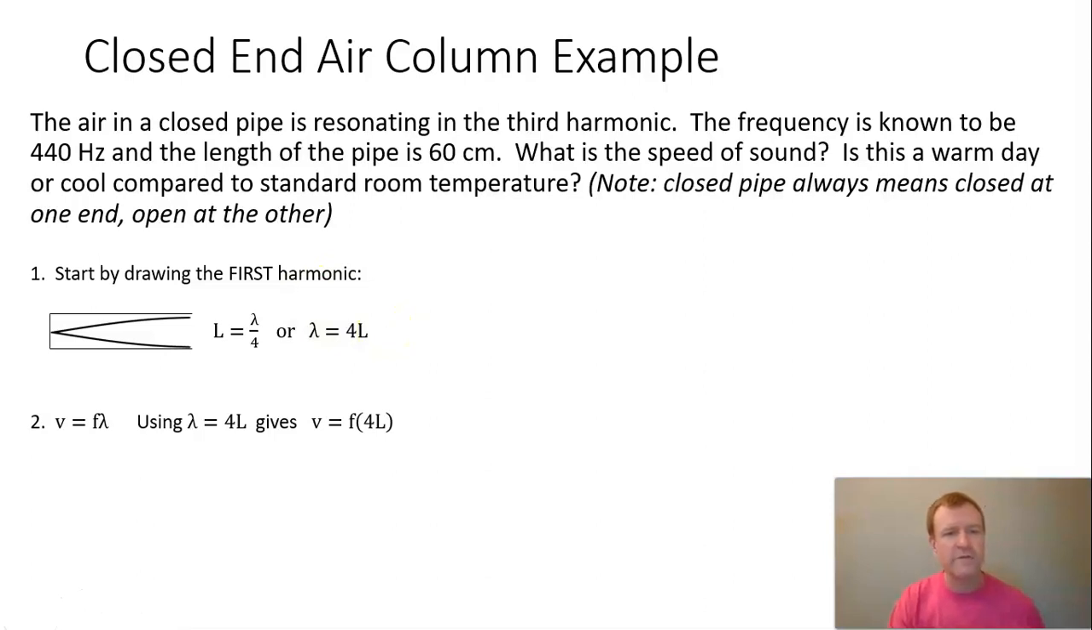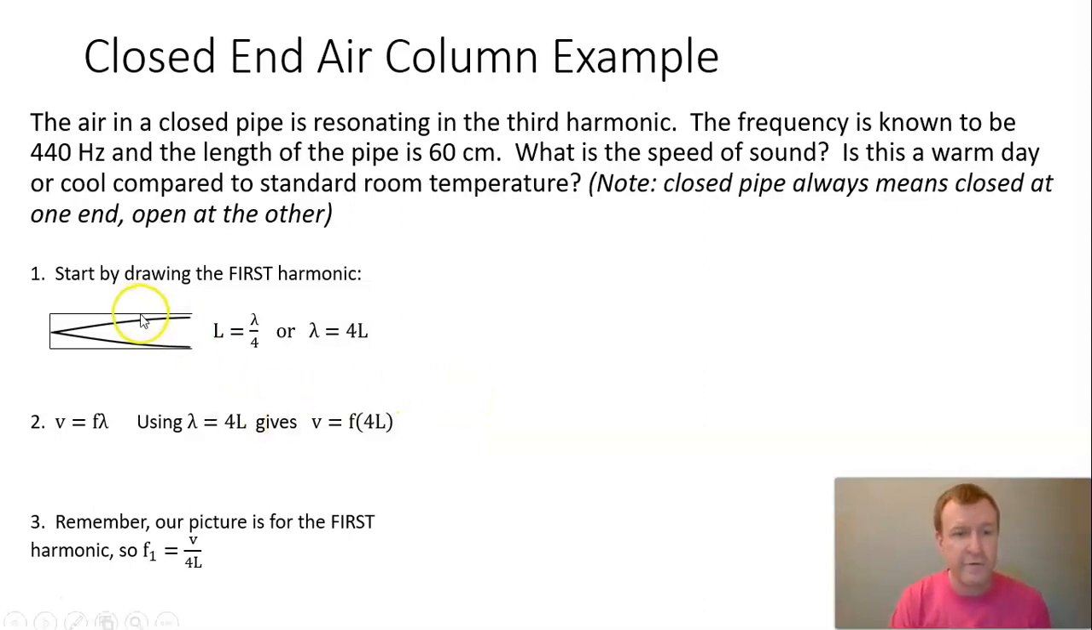Go to our wave equation, V equals F lambda, plug in 4L for the wavelength. So V equals F times 4L. Okay, now we need to remember that our picture is based off the first harmonic. So when we get this expression, this is really the fundamental frequency, or that first harmonic frequency. Keep that in mind.